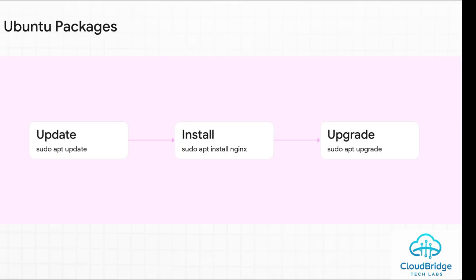Let's look at a practical workflow on Ubuntu just to make this concrete. Say we need to get the Nginx web server running. We run through a rapid sequence. First, sudo apt update. That refreshes our lists of available software. Next, sudo apt install nginx to actually install the package itself. And finally, to update our installed packages to their newest, most secure versions, we run sudo apt upgrade.